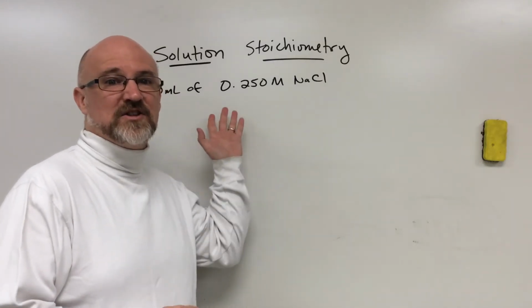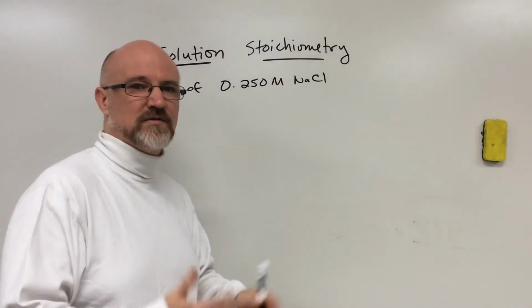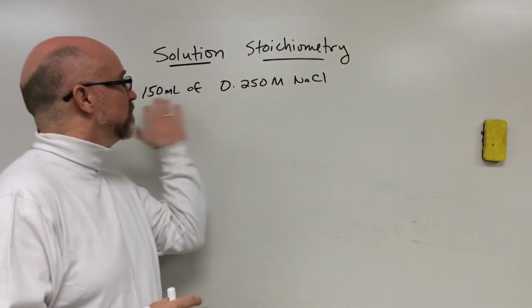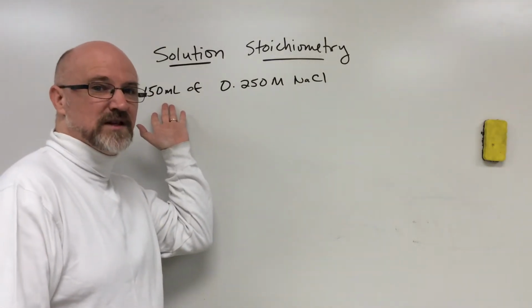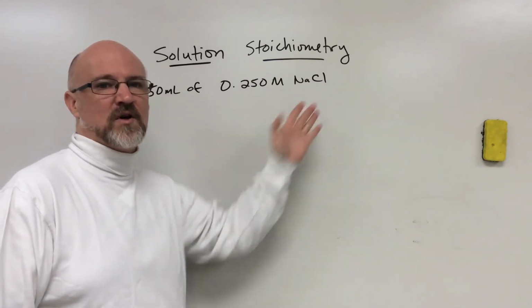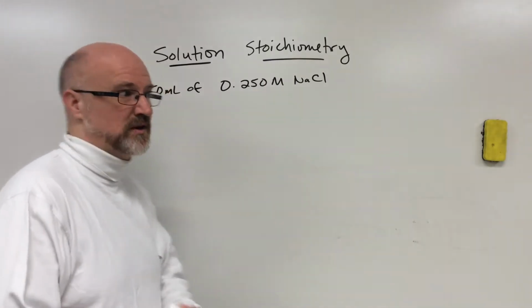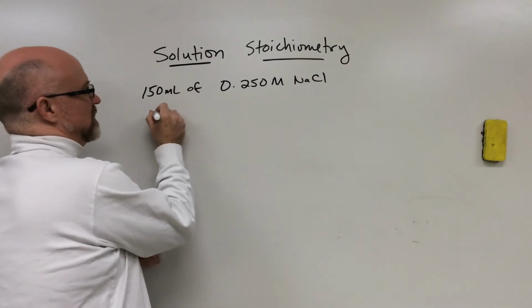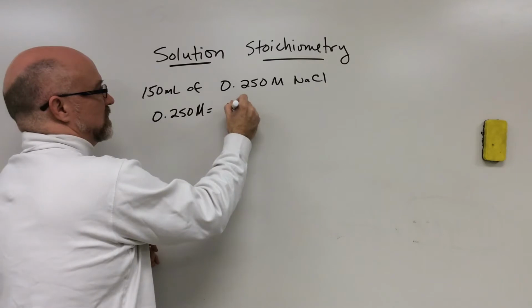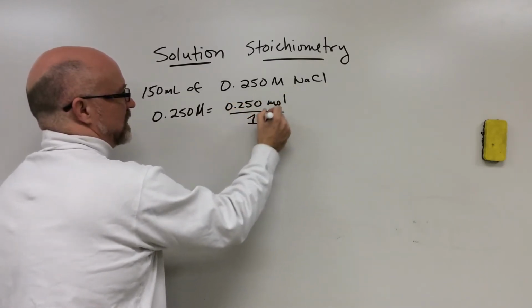So we're going to talk about stoichiometry, specifically solution stoichiometry. How do you make a solution from a solid? For example, say I would like to make a 150 milliliter solution that is 0.250 molar sodium chloride. So it has 0.25 moles of sodium chloride for every liter. That's what 0.250 molar means: that many moles in 1 liter.